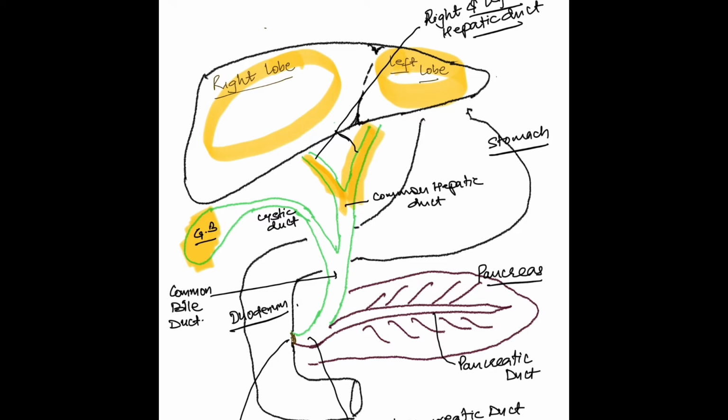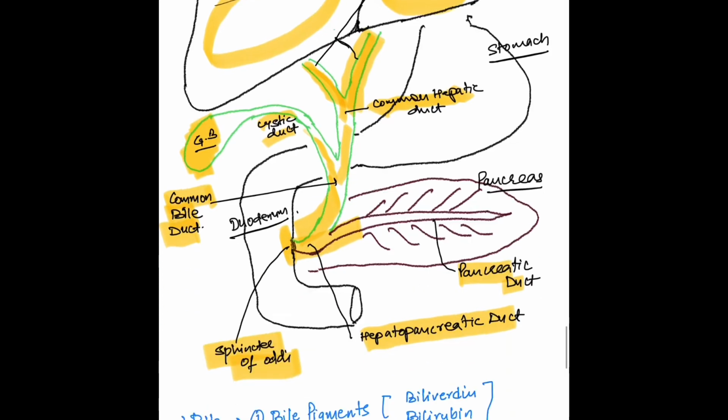Right and left hepatic ducts join to form common hepatic duct. Cystic duct is the duct of gallbladder. The common hepatic duct and the cystic duct join to form common bile duct. Common bile duct joins with pancreatic duct to form the hepatopancreatic duct, which opens in the second part of duodenum. This opening is guarded by a sphincter called a sphincter of Oddi.